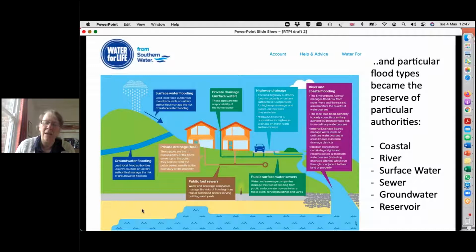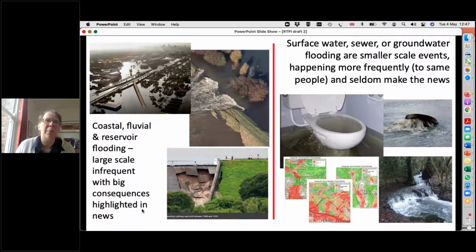But I think the key point to make here was a couple of points. Firstly, that there are some very high profile types of flooding, so coastal, fluvial, which is another word for river, and reservoir flooding are things we hear about in the news. They're often very large scale when they occur. They occur infrequently, but obviously they have big consequences or big risks attached to them, which is why they're highlighted in the news. But there is a lot of other flooding that you don't hear so much about.